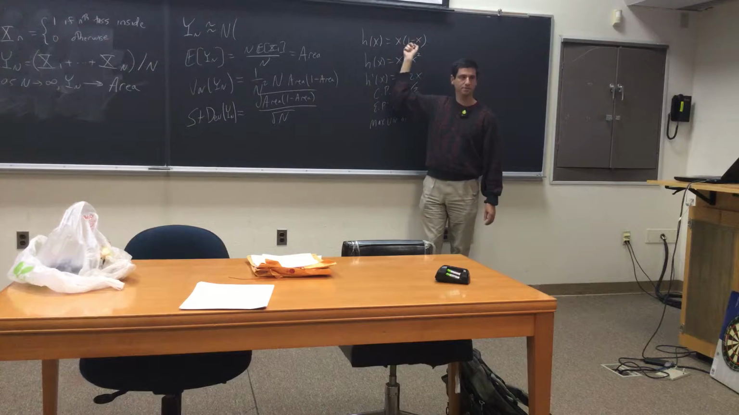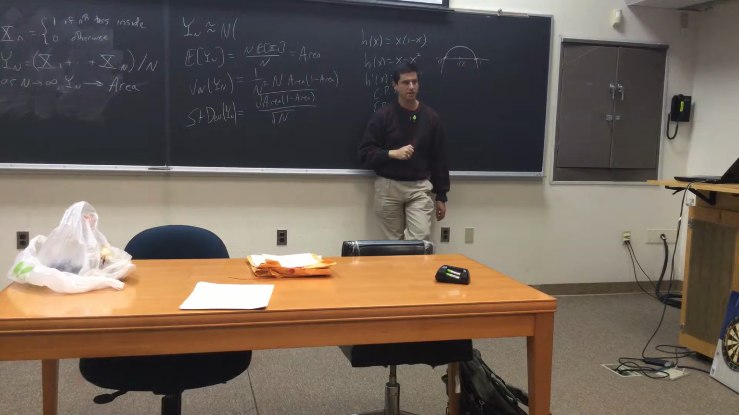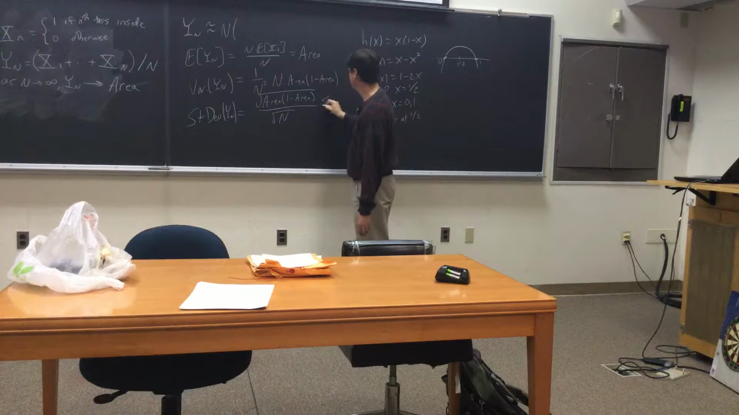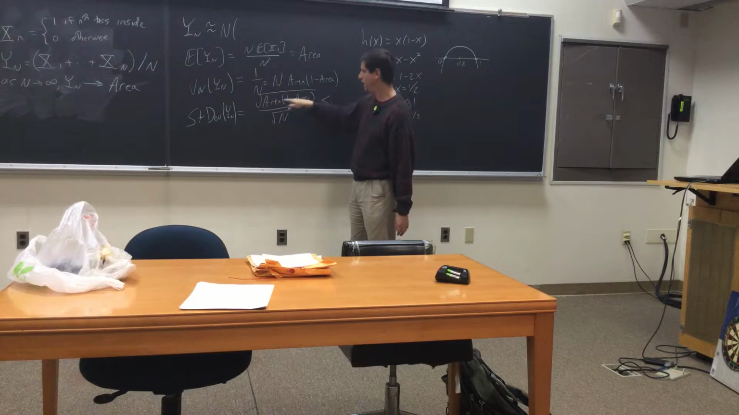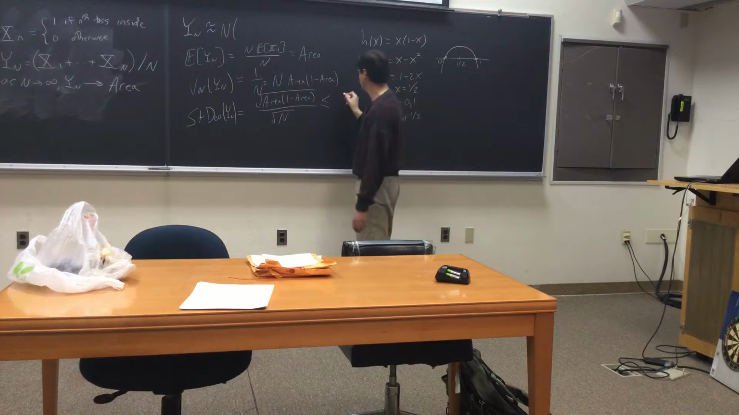What shape is this? That's a parabola. So if you actually just recognize it's a parabola, here's 0, here's 1, it has to then be the maximum at 1 half. So the standard deviation is going to be less than or equal to, if I put in 1 half, I'll have 1 half times 1 half, which is 1/4. Square root of that is 1 half. So it'll be less than or equal to 1 over 2 square roots of n.